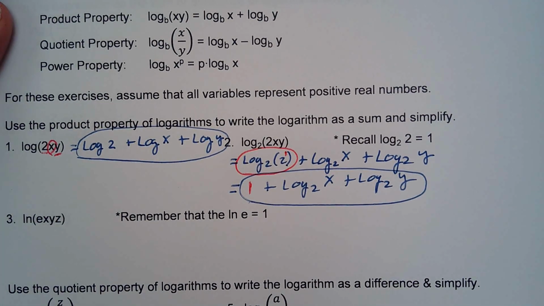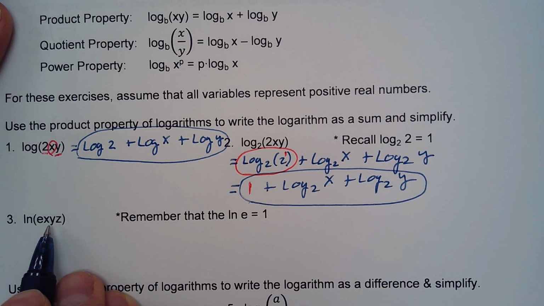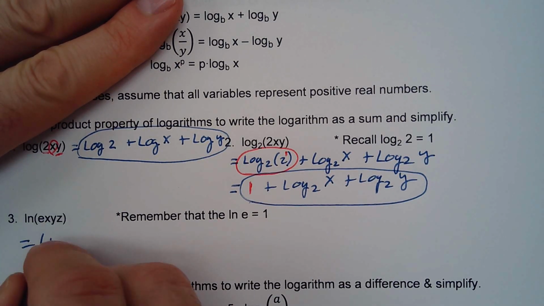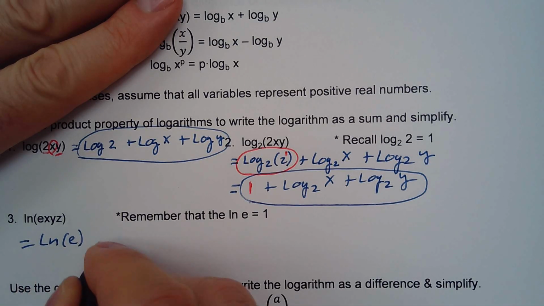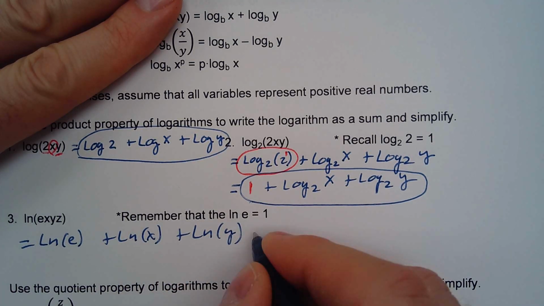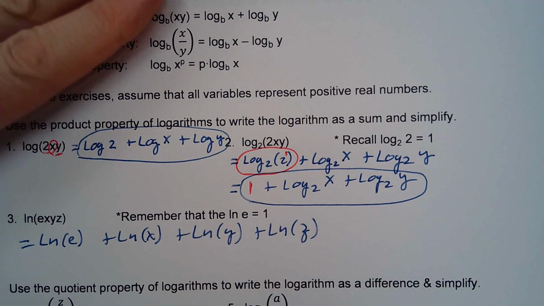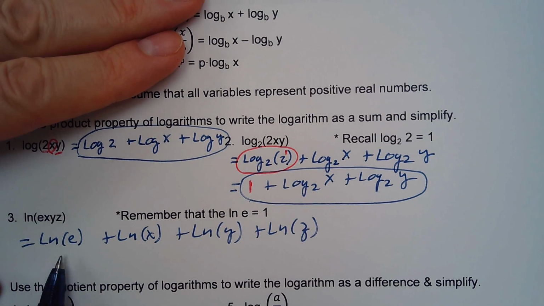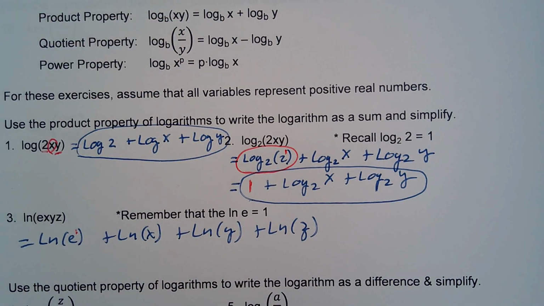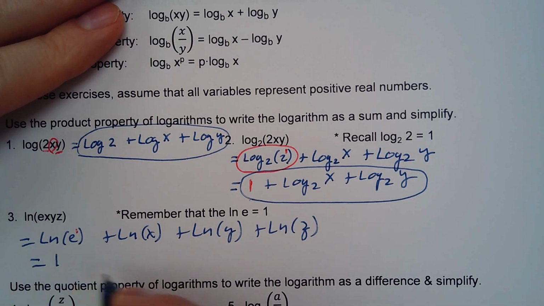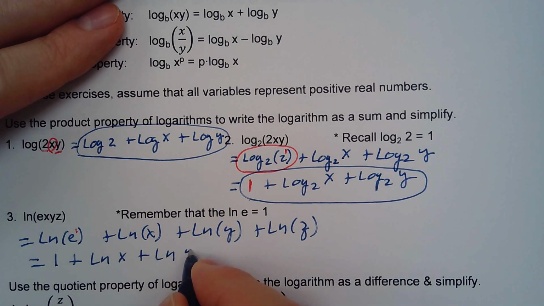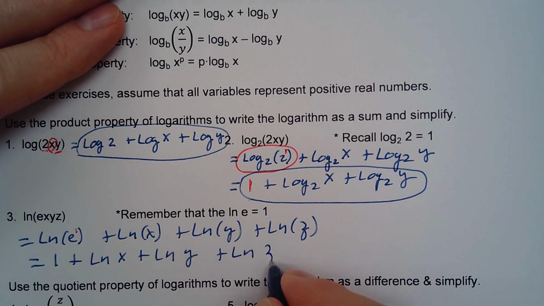Let's try this one. So I've got a product of e, x, y, and z. So my factors are e, x, y, and z. So I'm going to separate each one of these out. This will be ln of e plus ln of x plus ln of y plus ln of z. Ln of e, though, think of this as an exponent of 1, composing a function with its inverse, that's just going to give me 1. And so that would be 1 plus ln of x plus ln of y plus ln of z.